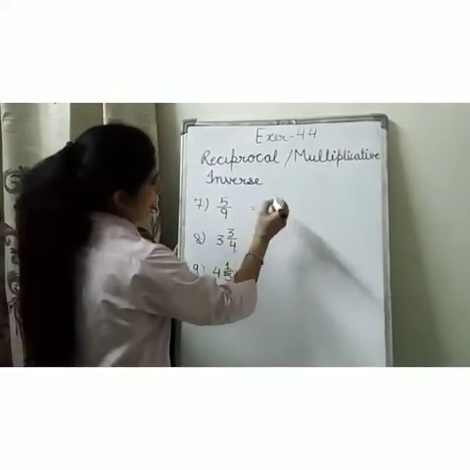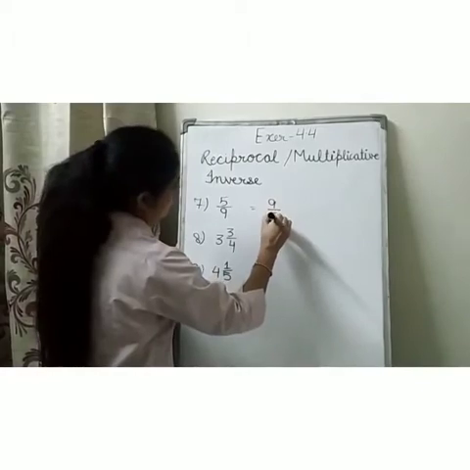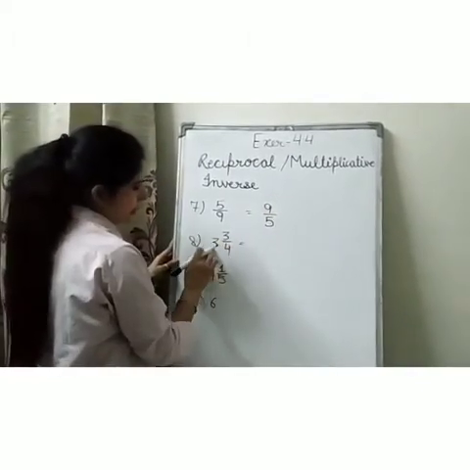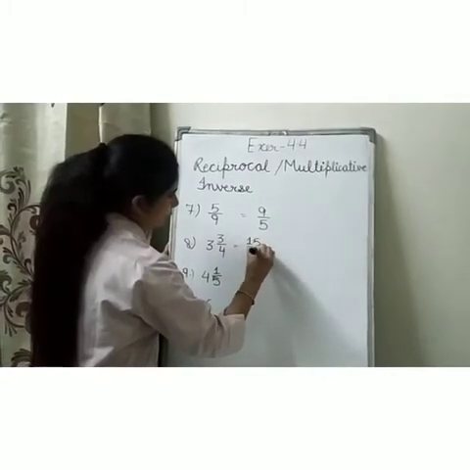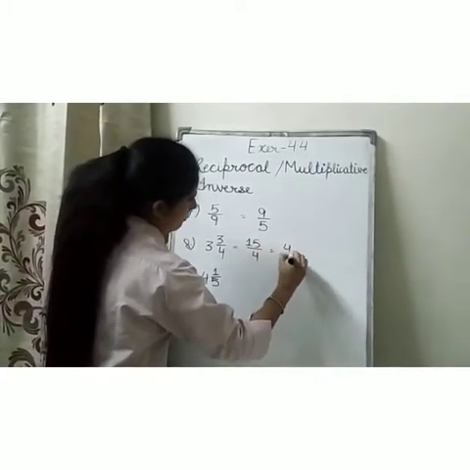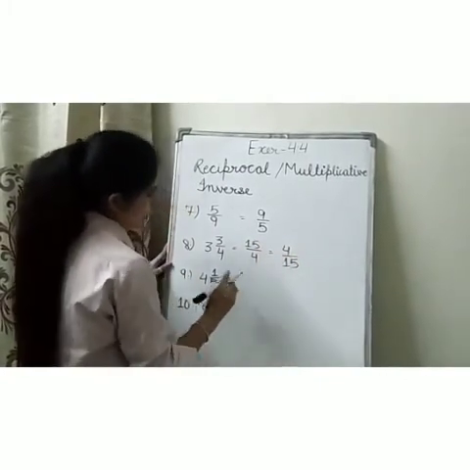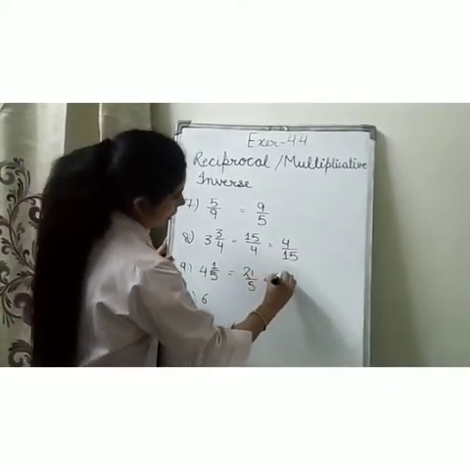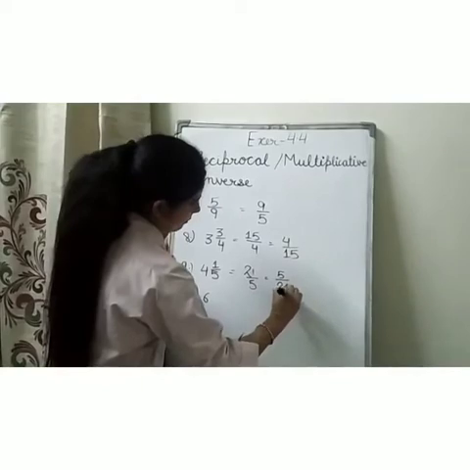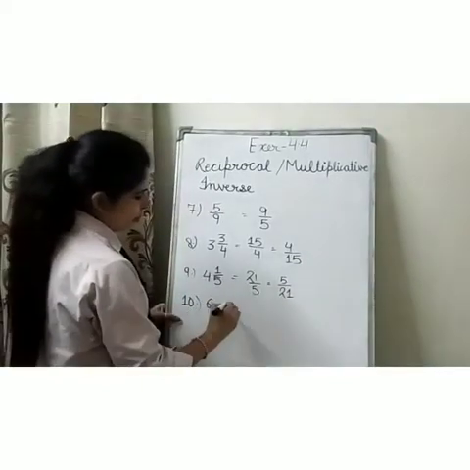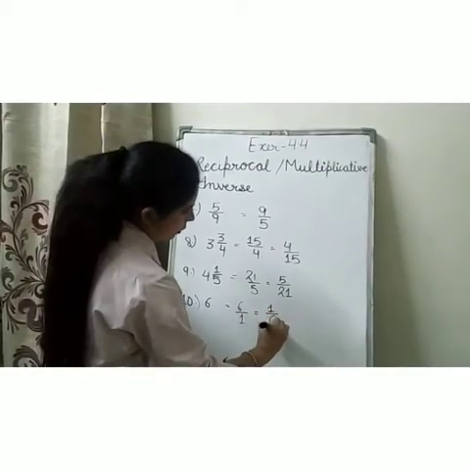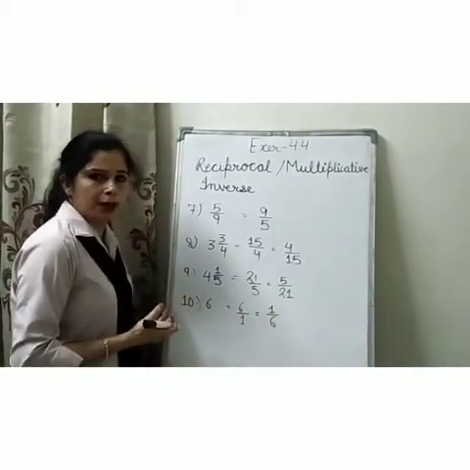Now, we are starting exercise 4.4, questions 7, 8, 9, 10 I am doing. 5 over 9. Reciprocal is 9 over 5. 3 and 3 over 4. First convert it. 4 threes are 12, plus 3, 15 over 4. And the reciprocal will be 4 over 15. 5 fours are 20 and 1, 21 over 5. Reciprocal will be 5 over 21. 6, whole number. Fraction is 6 over 1 and the reciprocal will be 1 over 6. I hope you understand it.